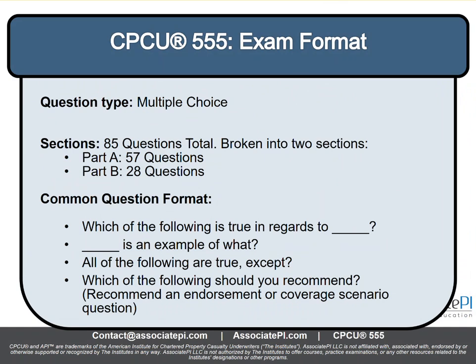So let's start by breaking down the exam format. First of all, it's an 85 question multiple choice exam. It's broken into 2 parts, Part A and Part B. Part A is all concept questions. They're based on some type of definition, usually straightforward concepts. Part B is going to be case questions, so they're going to be based on some type of real-life scenario. For the 555 exam, it'll put you in the shoes of an insurance professional. You have to recommend the best coverage or endorsement for a personal insurance customer.